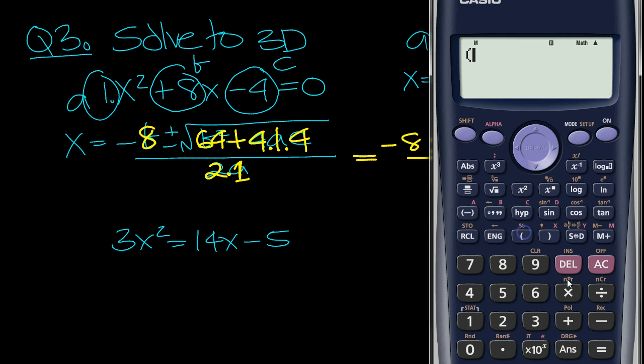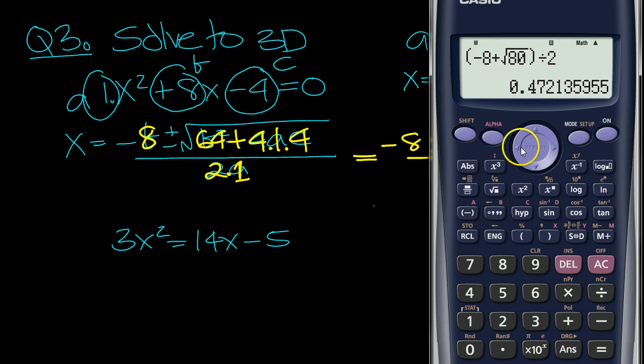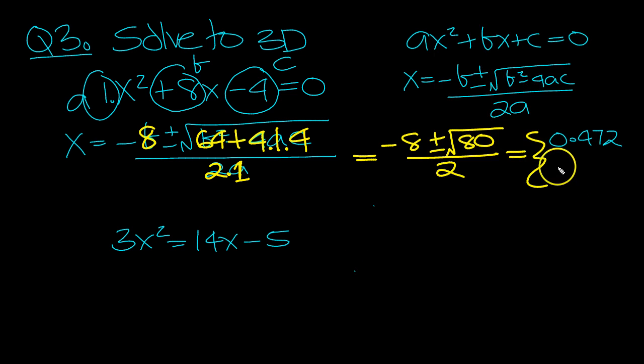So it was minus 8 on top, wasn't it? Minus 8 plus the square root of 80. Close that bracket. Divided by 2, which is 0.472. 0.472, and the other one, instead of plus it's minus root 80, isn't it? Minus 8.472. So those are our two root values.